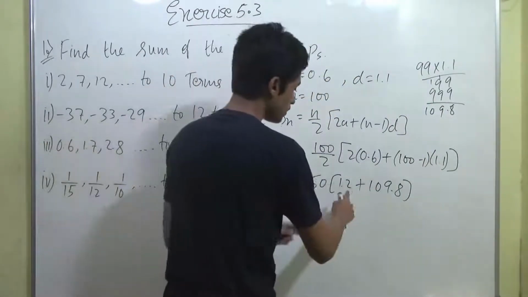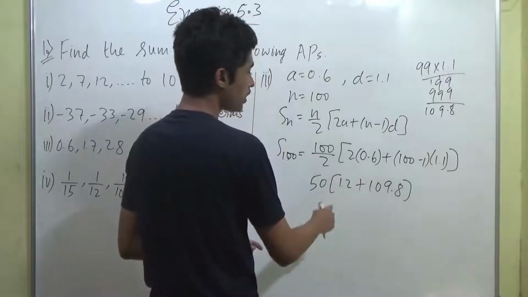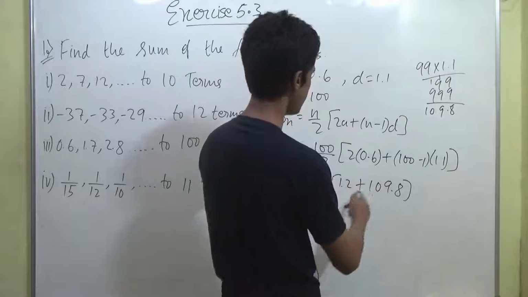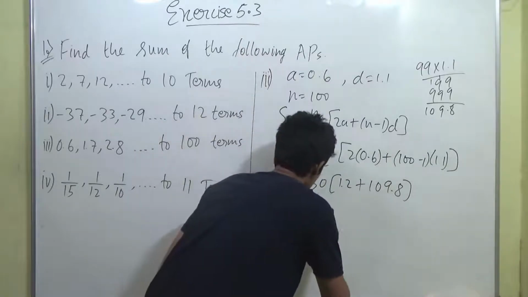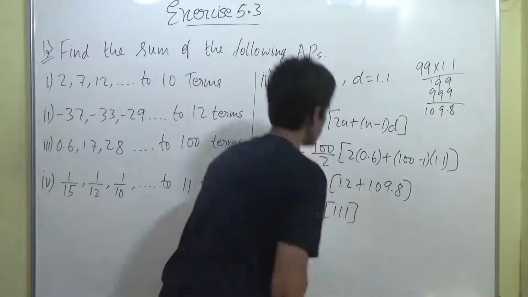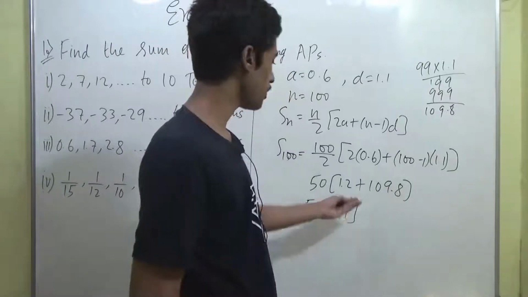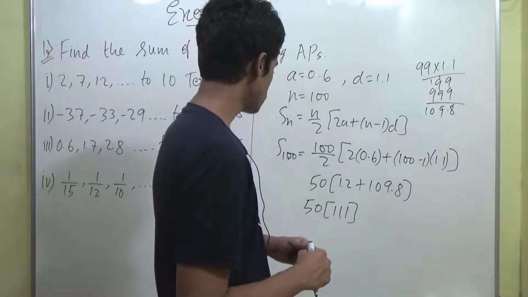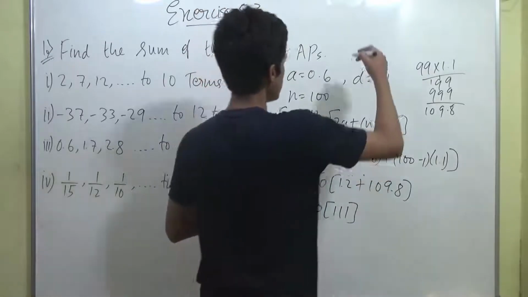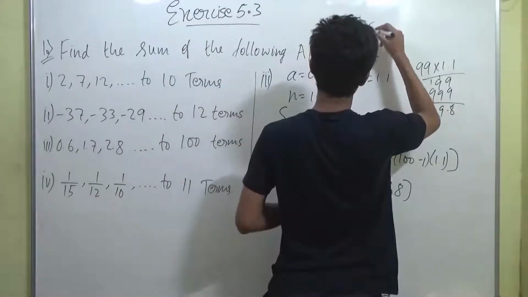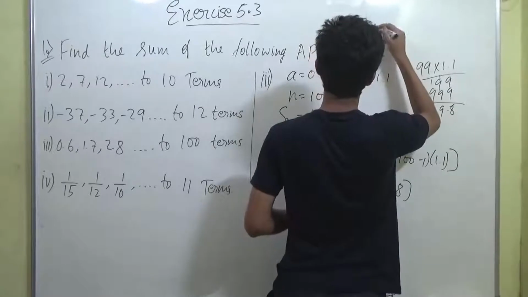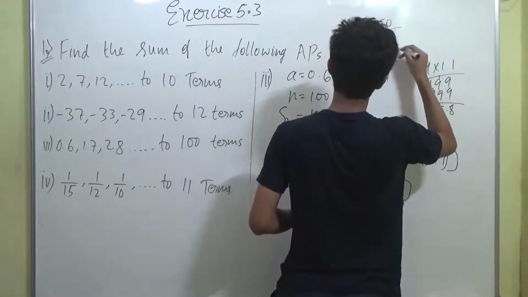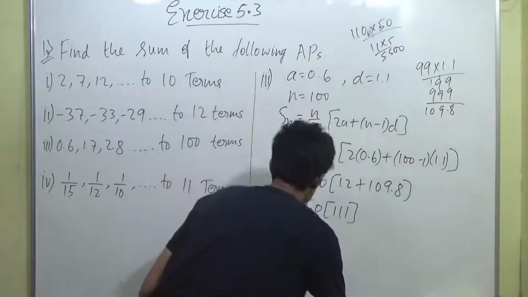So if you add them up, this is going to become 110.1, so it's going to become like 50 into 110.1. Getting it guys? If you add this, you're going to get 110.1. Now if you do this multiplication, let me do it here guys. You're going to get 5505.